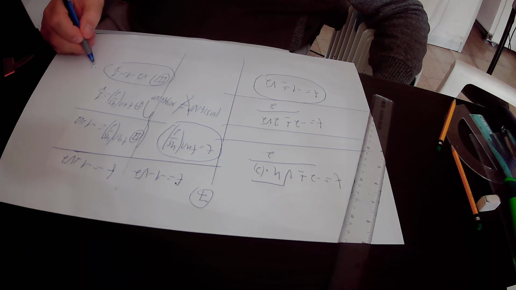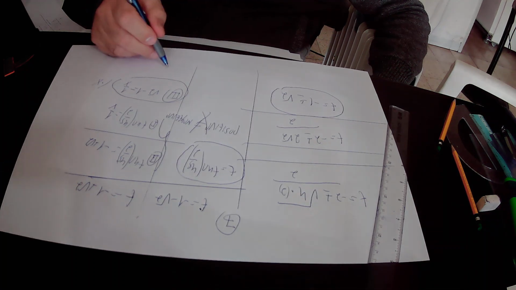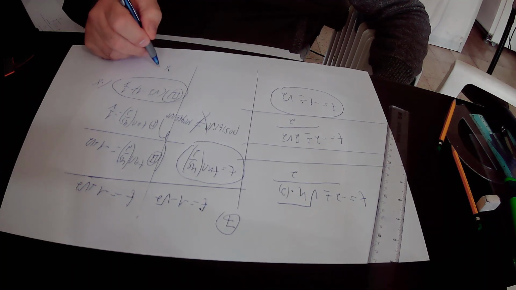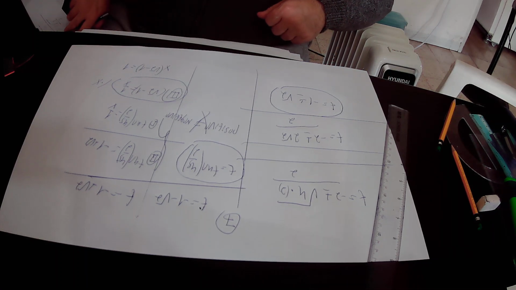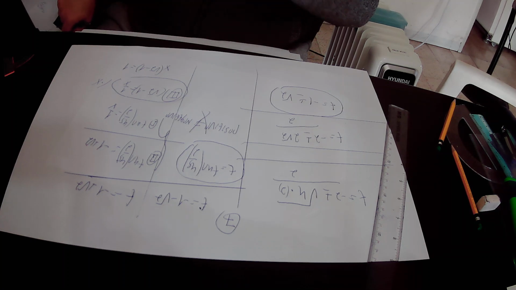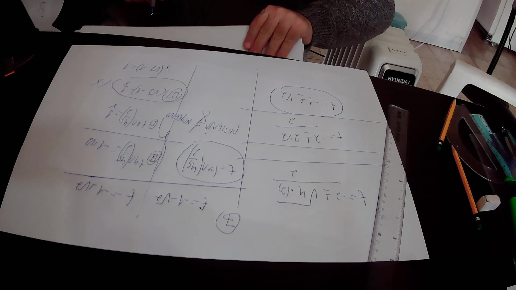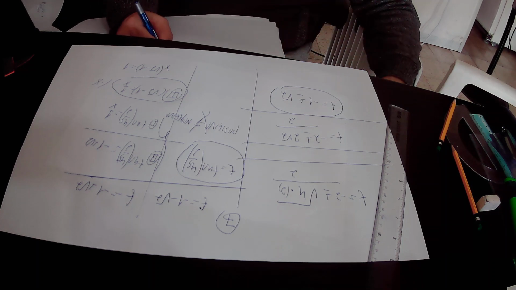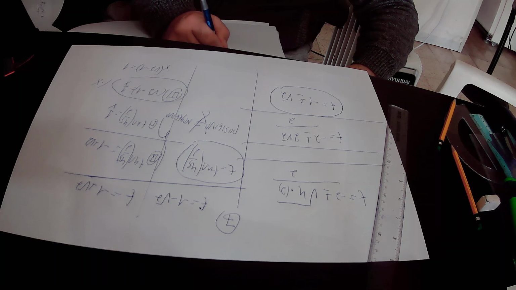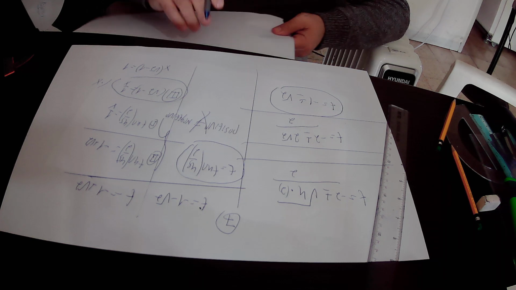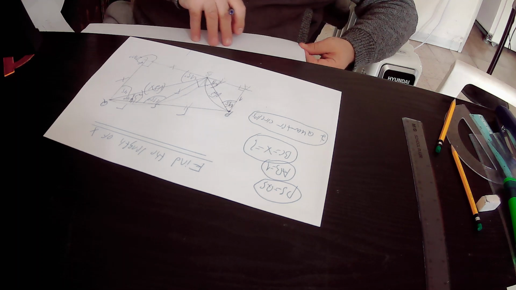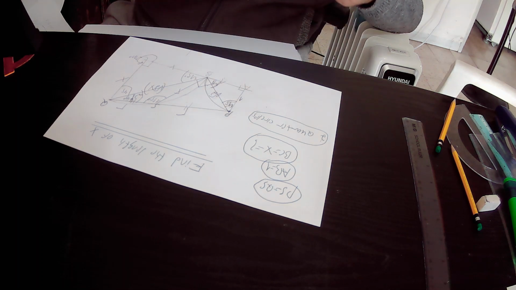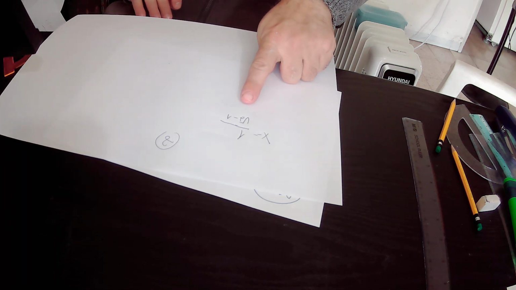Here we multiply this equation by x, and finally we get that x times square root of 2 minus 1 equals 1. Here we divide this equation by square root of 2 minus 1, and finally we get that x equals 1 over square root of 2 minus 1.